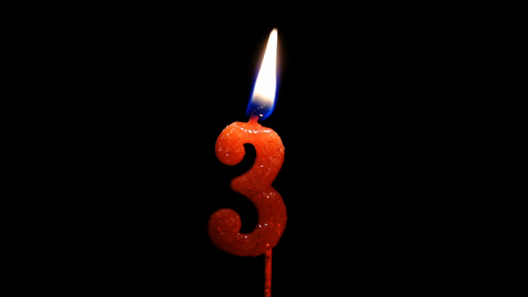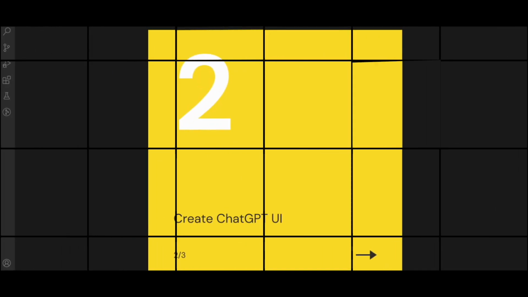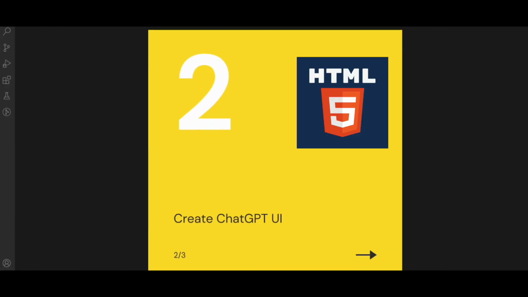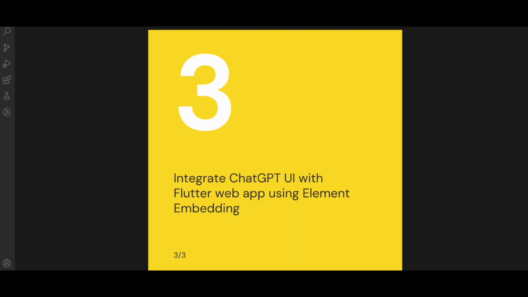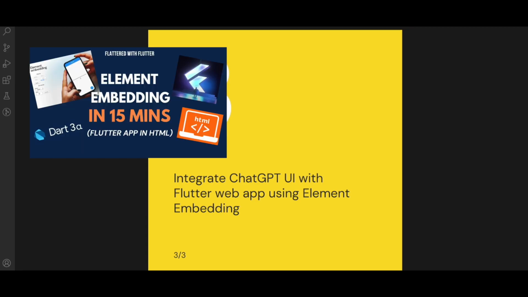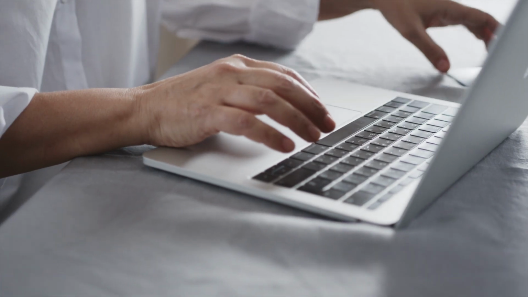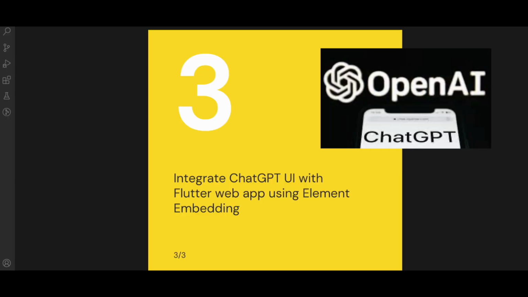There are 3 steps involved to integrate ChatGPT in Flutter. The first one is we create our own ChatGPT server inside our local machine. The second one is we create our ChatGPT UI and integrate the server which we created in the previous step. And the final step is we create a Flutter web app and integrate the ChatGPT UI using a feature called element embedding. So using this feature, we can pass our queries from the Flutter app to the ChatGPT UI.